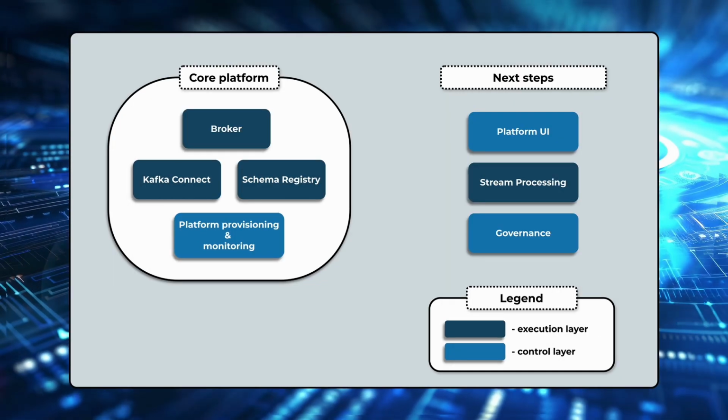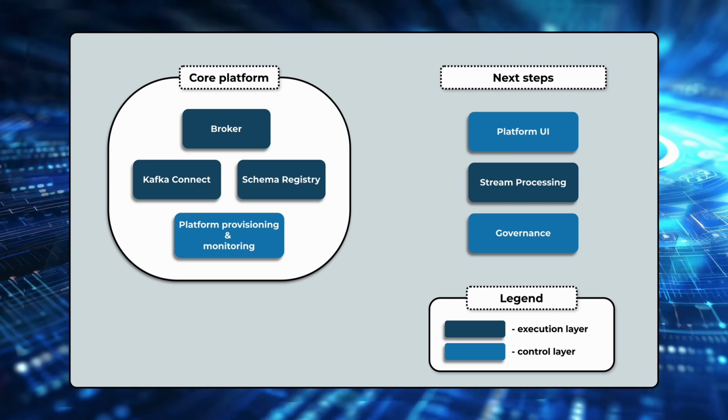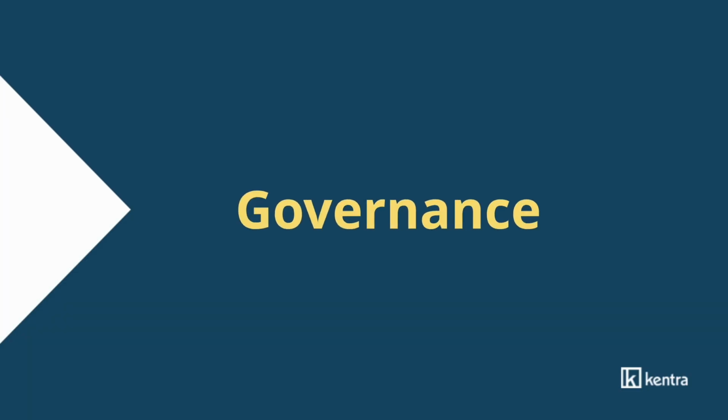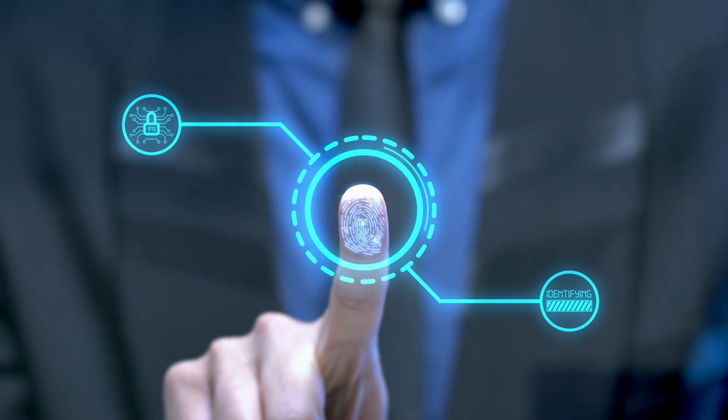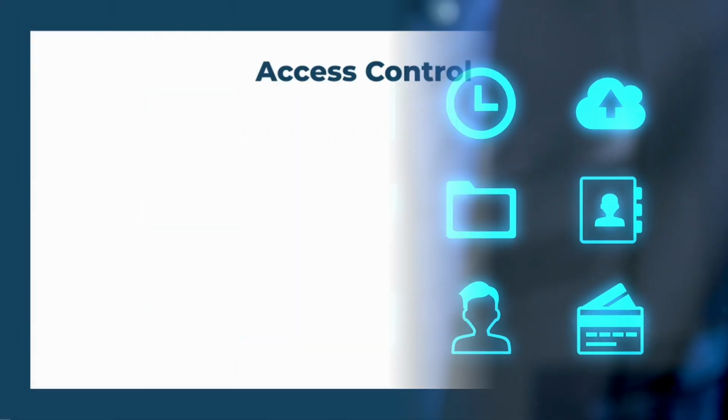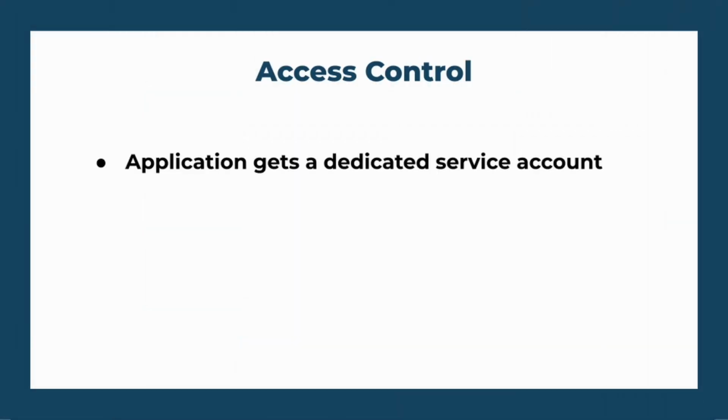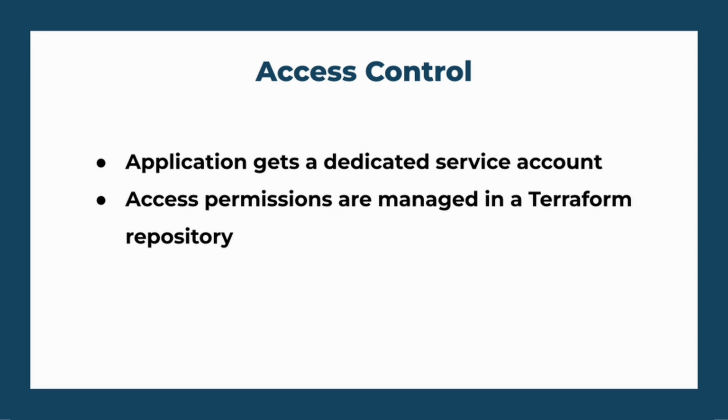As your data streaming platform becomes more widely adopted within your organization, you'll find that more stakeholders get involved, each with their own needs and requests. This is where governance comes in. It's a broad and constantly evolving area, so we'll focus on some of the most crucial aspects. Controlling who can access your data is absolutely essential. A common approach is to use service accounts for applications, with permissions managed through a system like Terraform.